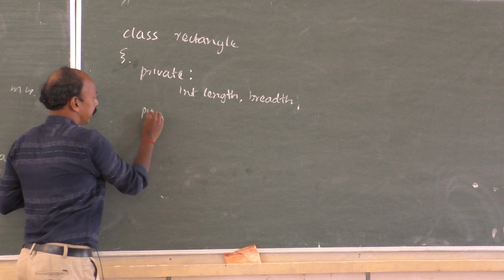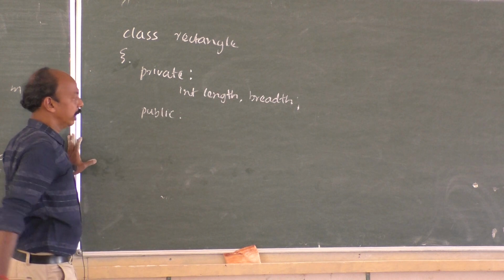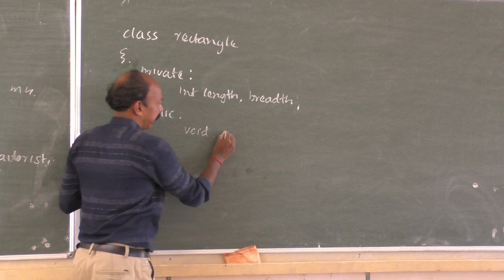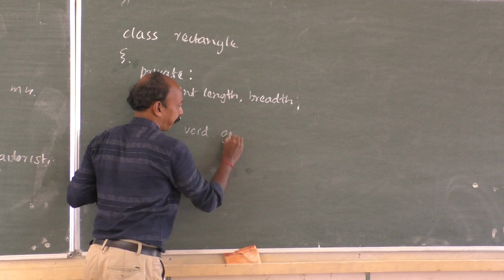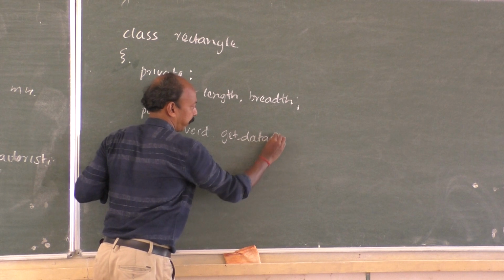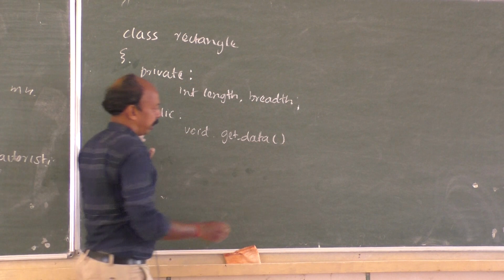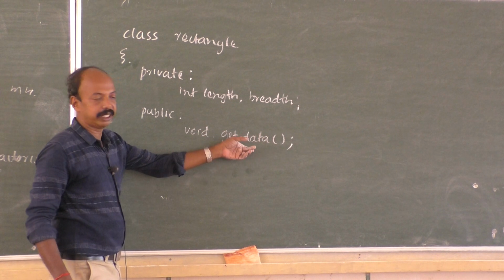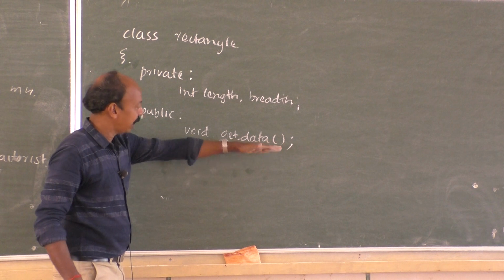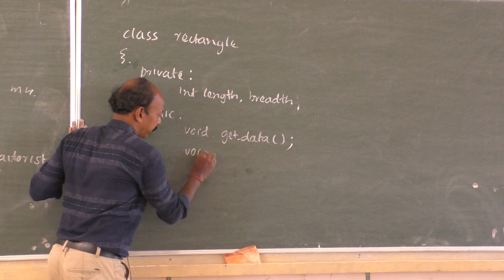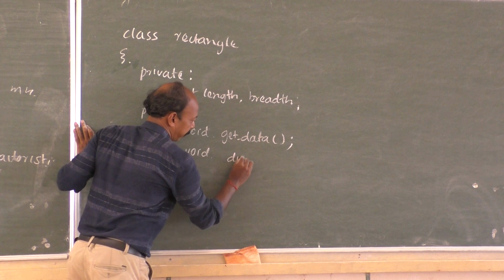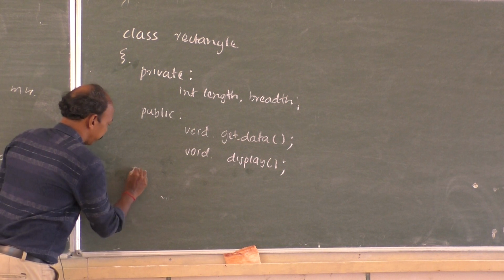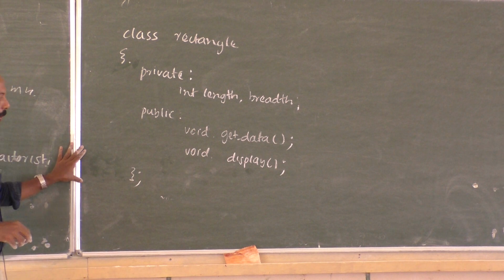Under public we shall declare two functions, void input or get data. Then semicolon, because we are just declaring the functions here, we are going to write the statements outside the class. Void display. Then close the class. Semicolon.